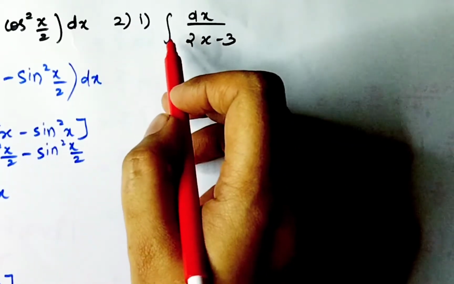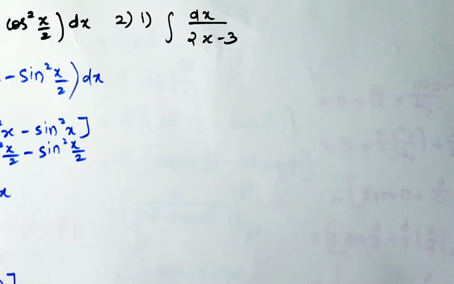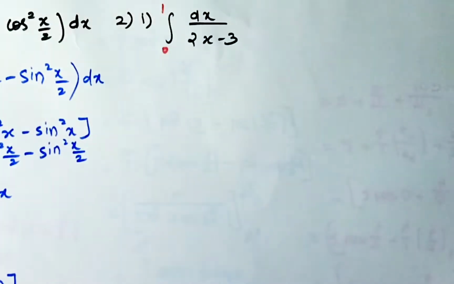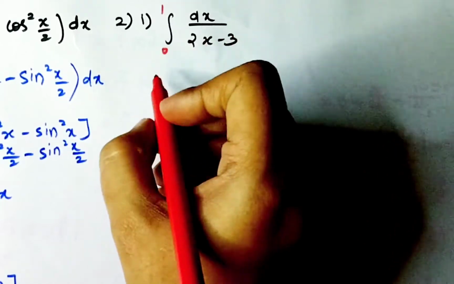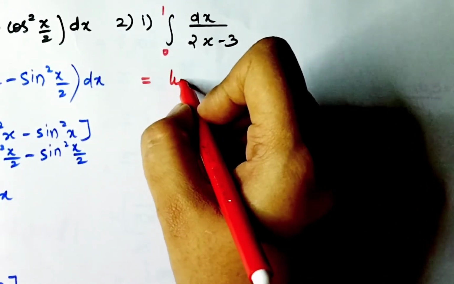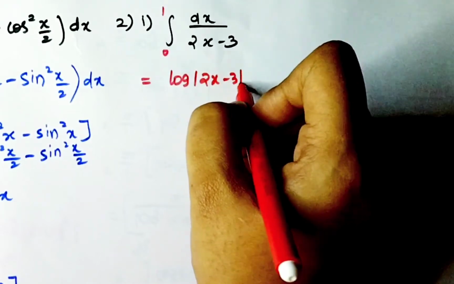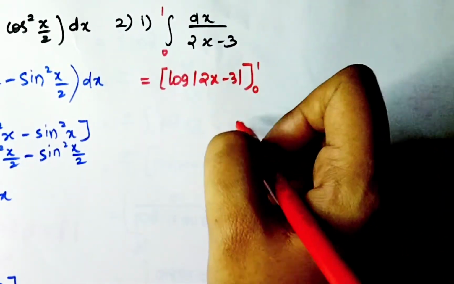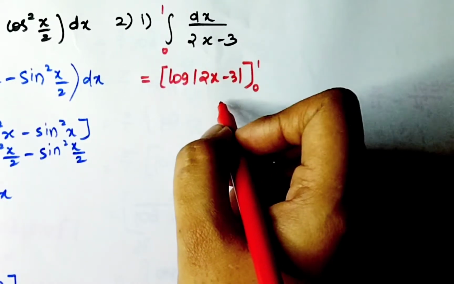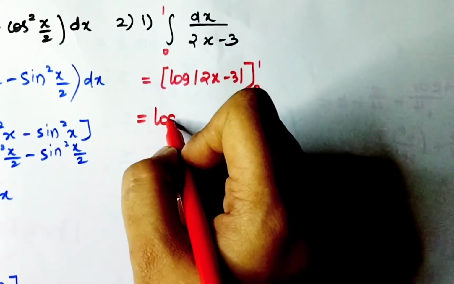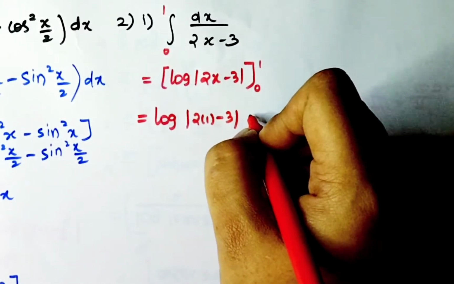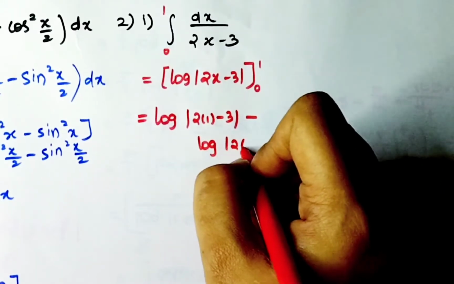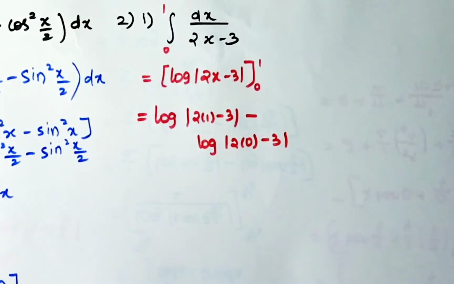Question number 2, first subdivision, integral dx by 2x minus 3 and the limits are 0 to 1. We know the integration of dx by x is log x, isn't it? Here in place of x we have 2x minus 3. As the degree is 1, we can write this integration as log of 2x minus 3 and the limits 0 to 1. As we have integrated, we write upper limit minus lower limit in the next step. Wherever x, substitute the limits. So 2 into 1 minus 3, this is the upper limit, minus log 2 into 0 minus 3. This is the lower limit.